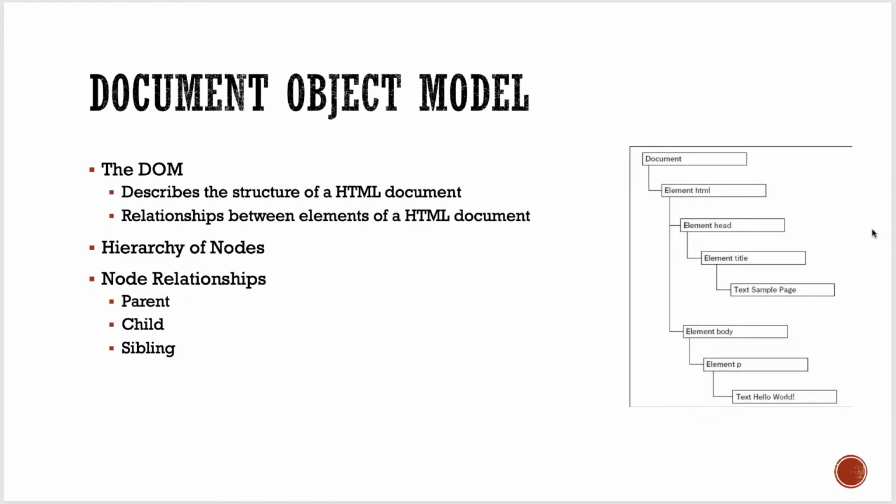Looking at the picture on the right-hand side, you will see that the HTML element is the parent element of the head element. The HTML element is also the parent element of the body element. The head element and the body element exist at the same level and so are considered sibling elements. The title element is a child element of the head element, or the head element is a parent element of the title element.